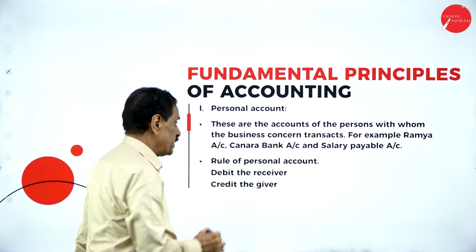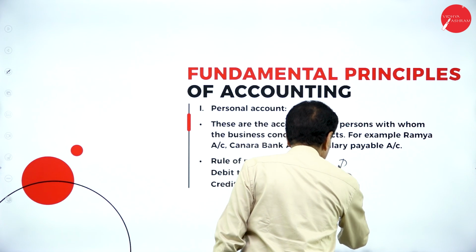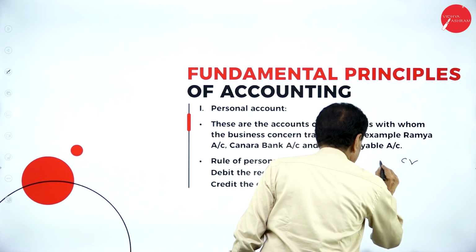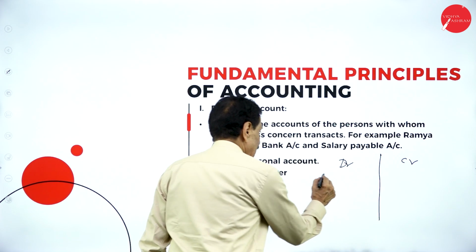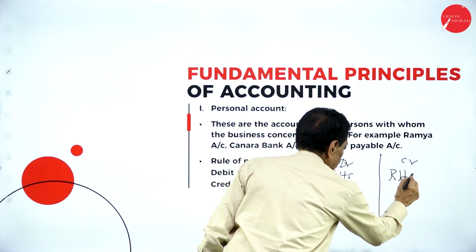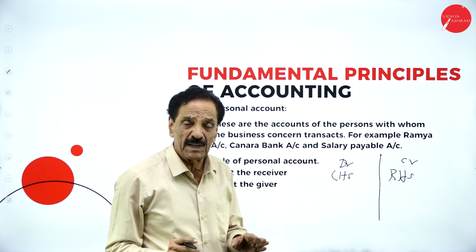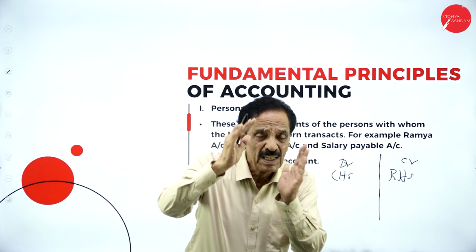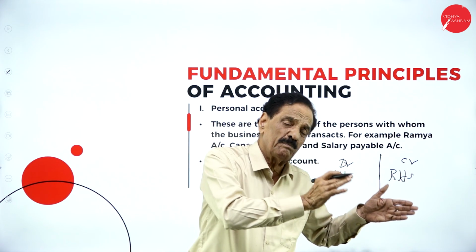So the rules of the personal account here in accountancy: one is the debit side, another is the credit side. Left side is called the debit side, LHS. Right side is the credit side, RHS. What are the rules? Debit the receiver and credit the giver. The person who gives, his account should be credited. The person who receives, his account should be debited.